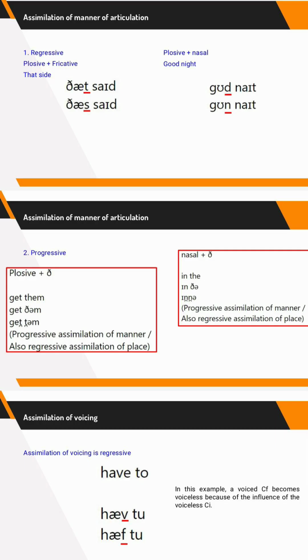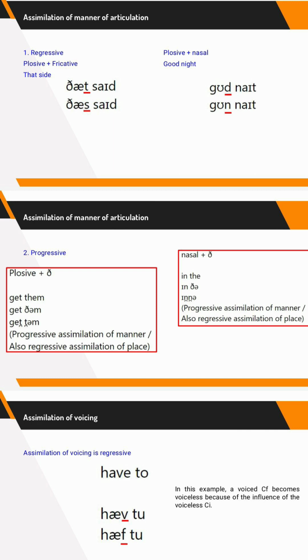Assimilation of manner of articulation. Well, assimilation of manner can be regressive and progressive. In regressive assimilation of manner of articulation, we have 2 cases. We either have plosive plus fricative, and the plosive changes to a fricative, as in that side becomes that side, or we have a plosive plus nasal, and the plosive again changes to nasal, as in good night becomes good night.